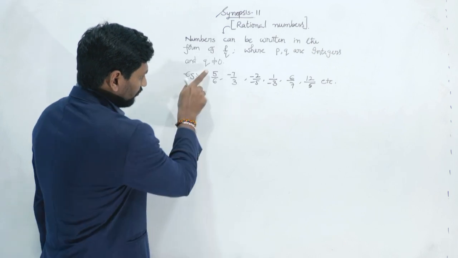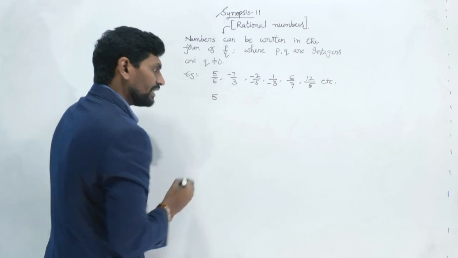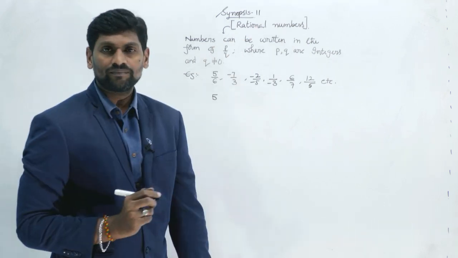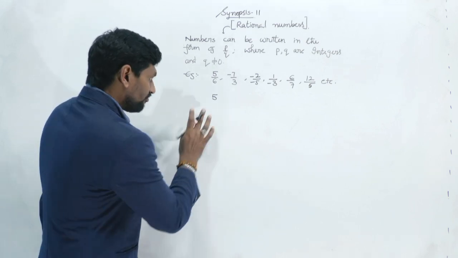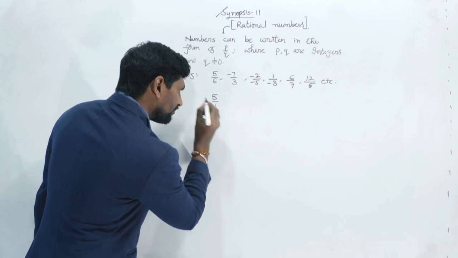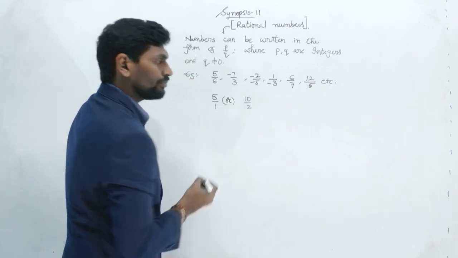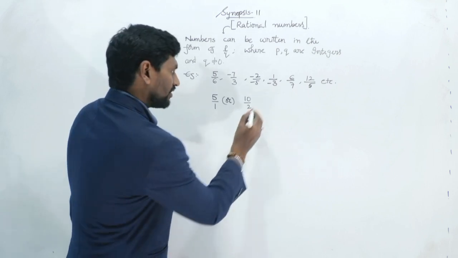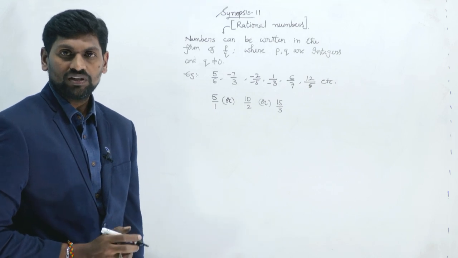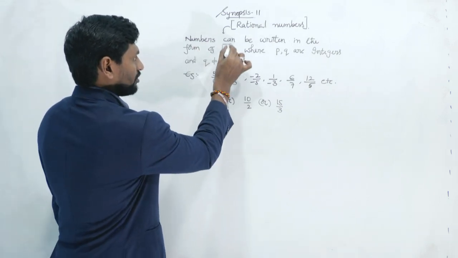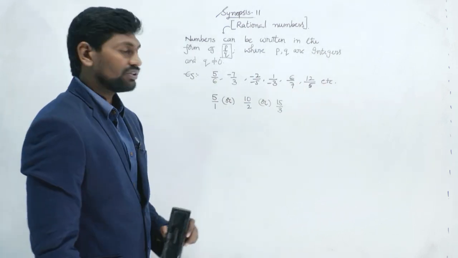Now, these are all in the form of p by q. But while you are checking the number 5, if you take only the number 5, is it a rational number or not? Because it is not in the form of p by q, right? No. 5 we can write in the form of p by q. That means 5 by 1 we can write. Or we can write 5 as 10 by 2. 10 by 2 means 5 only. Or 15 by 3, 15 by 3 also 5 only. So the numbers which are in the form of p by q are called rational numbers, where p and q are integers, q not equal to 0.